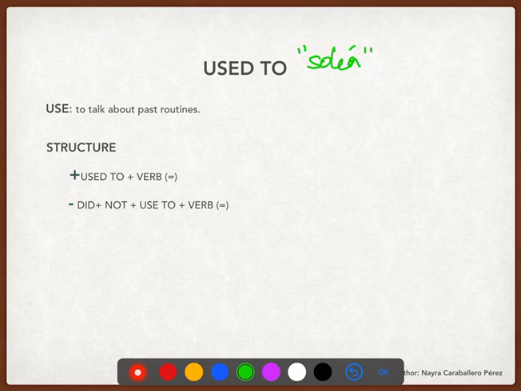The negative, did plus not or didn't, plus use to plus the verb in the same way. Pay attention to this because here we have use to without the d. Why? Because did is past, so we don't need the ed ending to mark a past time, okay? And then we have the question. The auxiliary verb again is did, subject, and then we write use to without the d. Please pay attention to this and remember it. And then we write the verb in the same way.